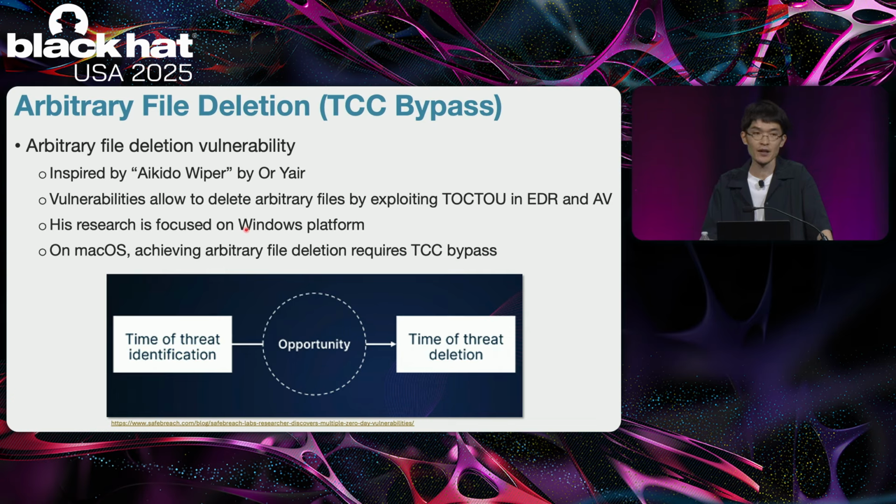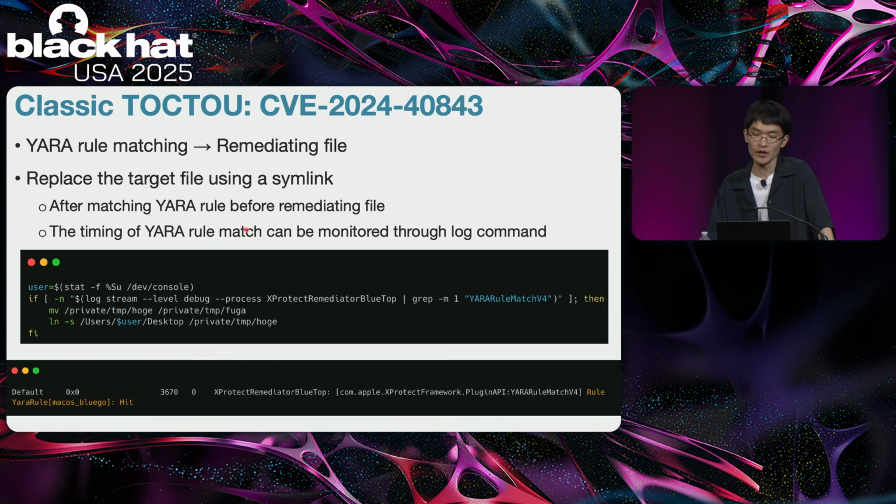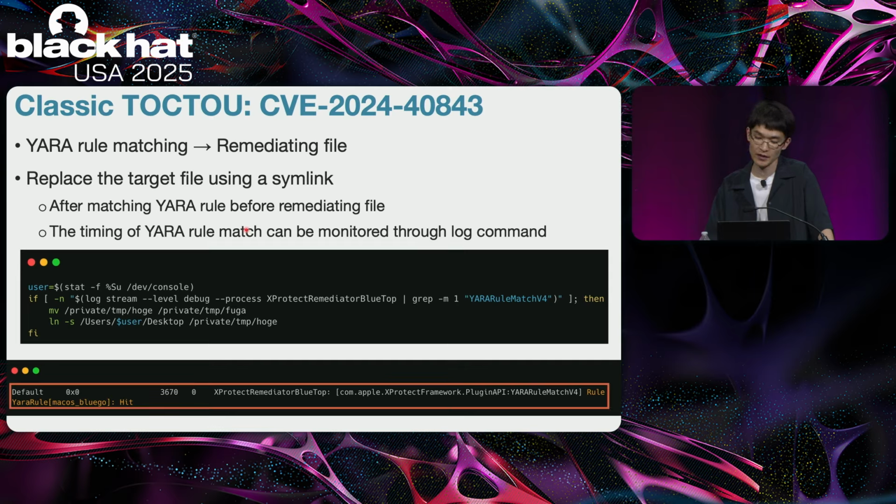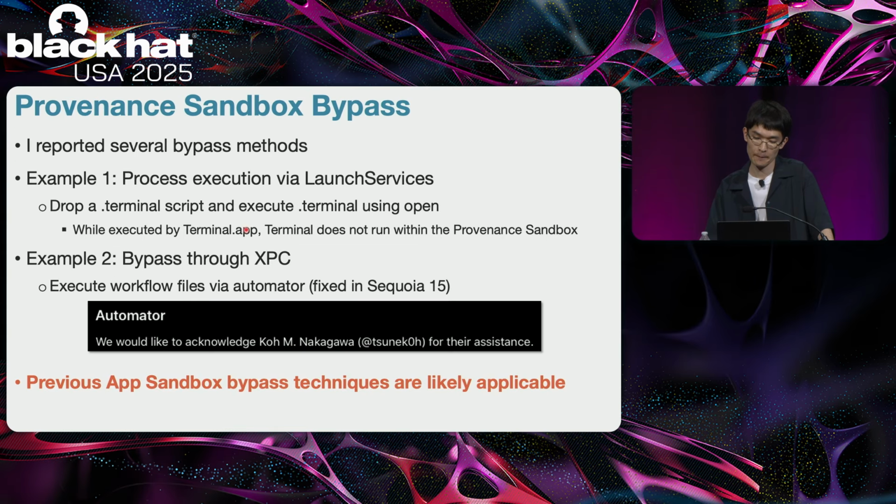This research focused only on the Windows platform, but what about macOS? It turns out that XPR had a similar time-of-check to time-of-use issue as well. The exploit is very simple. After YARA is matched, replace the file using symlinks to another target file. You can determine when the YARA rule is matched by checking the unified log. As you can see here, it logs a YARA rule hit. This allows attackers to trick XPR into deleting any file with its full disk access primitive.